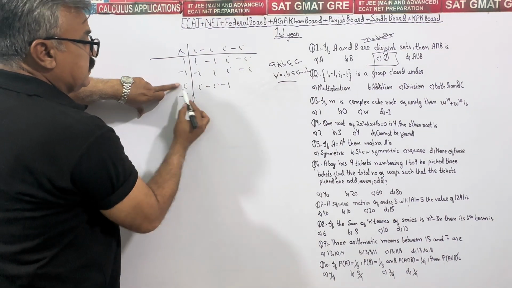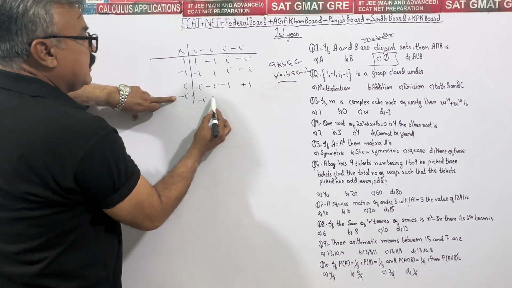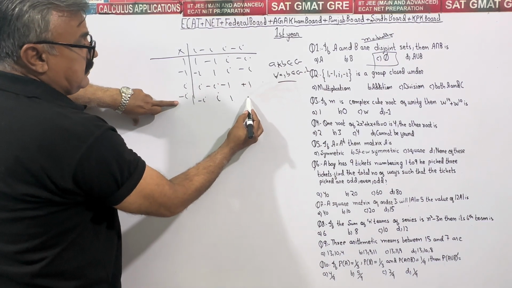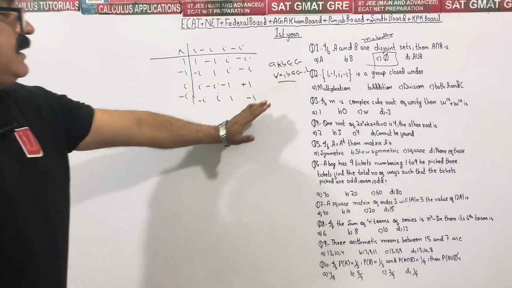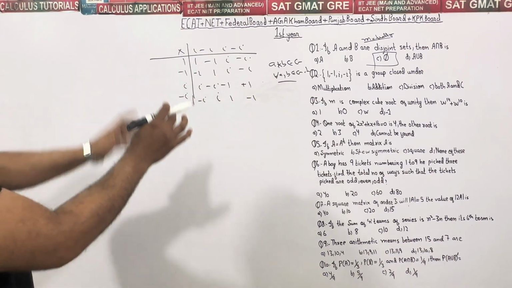Iota square means minus 1. Minus iota square means positive 1. Minus iota times positive iota, minus iota square means 1. This is minus 1. So this set is closed under multiplication, and it forms a group under multiplication.